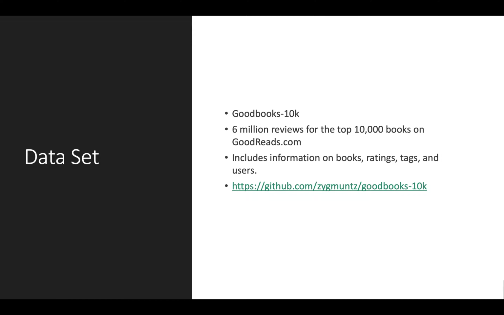So the data set that we have is called GoodBooks 10K. It's actually open source. A user went and grabbed the top 10,000 books off Goodreads.com as far as their reviews go, and he pulled that into a data set that you could use for data analysis. There's about 6 million reviews in this data set, and it also includes not just information about the books and the ratings, but also which users rated the books, and the tags that they use. Tags are used by Goodreads to determine different genres, but also to determine really, really specialized things.